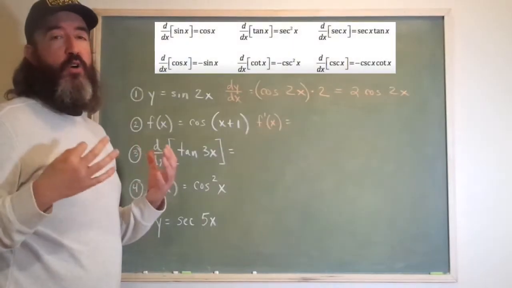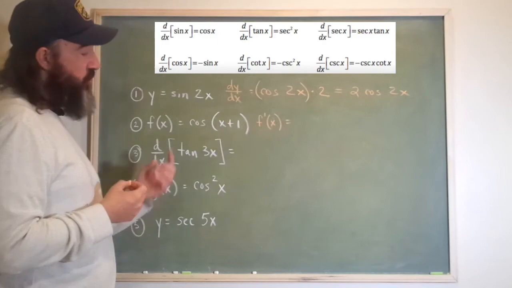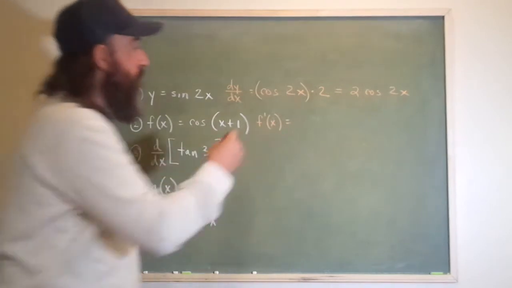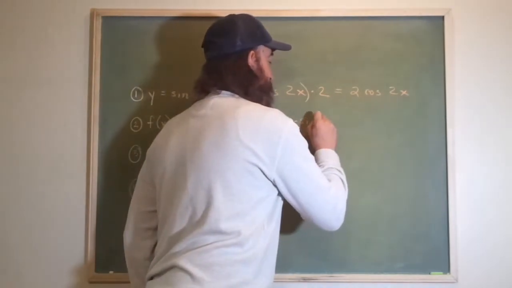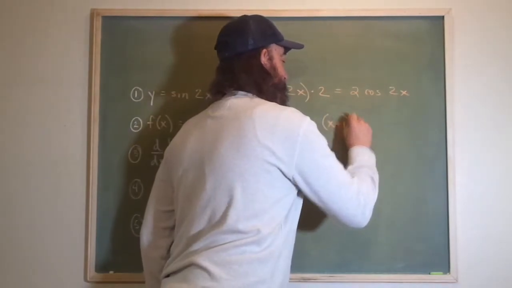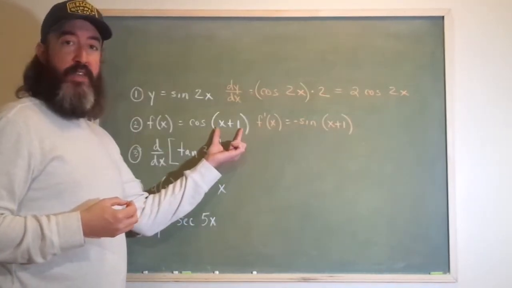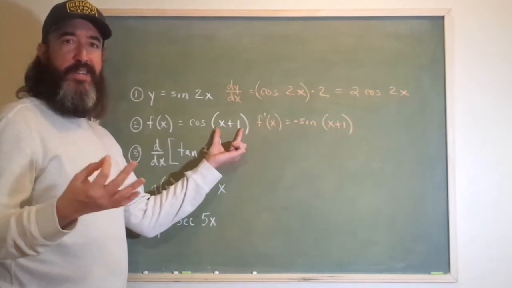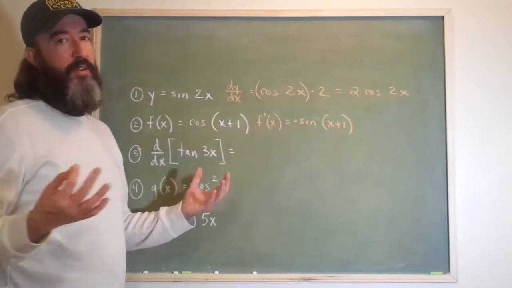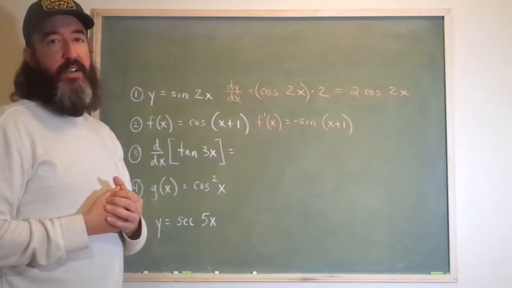I know the derivative of cosine is negative sine, so the derivative of cosine of x plus 1 is negative sine of x plus 1. But then I need to multiply by the derivative of x plus 1, and if you think about it, the derivative of x plus 1 is just 1. So f prime of x is negative sine of x plus 1.